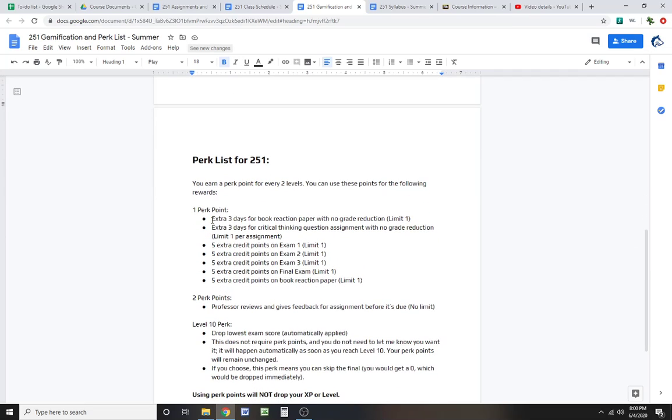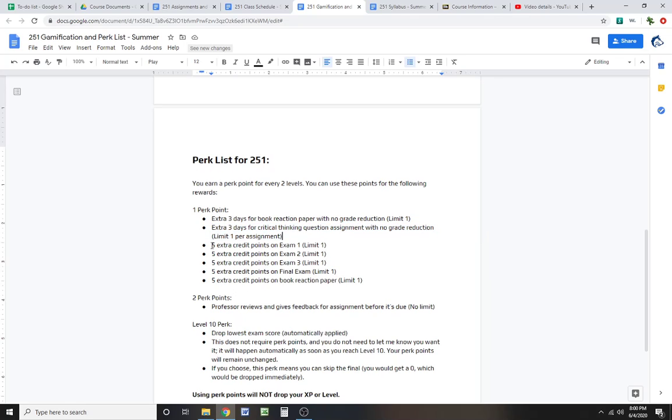1 perk point gives you an extra 3 days for your book reaction paper with no grade reduction. Normally I would give you an extra 3 days, but you would be reduced by 10%. Using a perk point keeps you that 10%. Same thing, you can get an extra 3 days for each critical thinking assignment. But just limit 1 per assignment. You can't stack these to get 6 extra days.